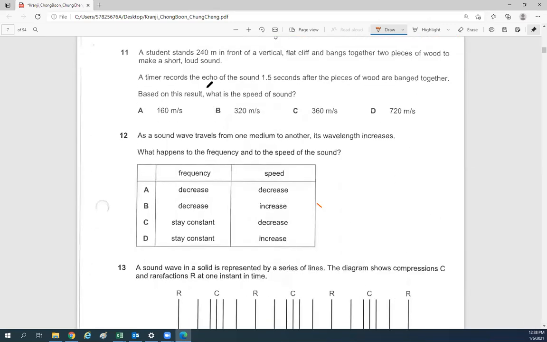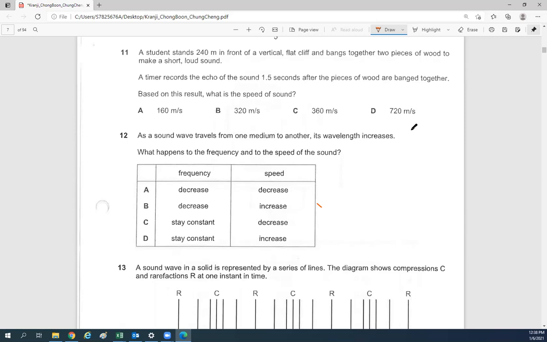Okay, I have a student. He stands 240 m in front of a cliff and bangs 2 pieces of wood together. A timer records the echo 1.5 seconds after the woods are banged together. What is the speed of sound?